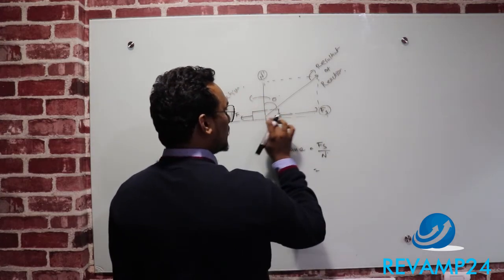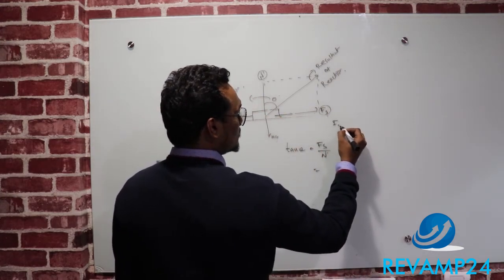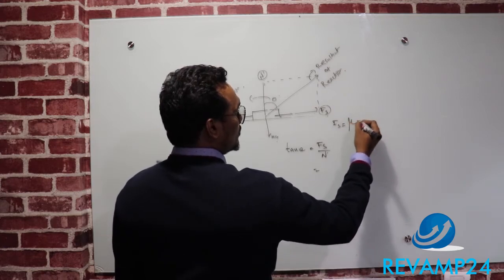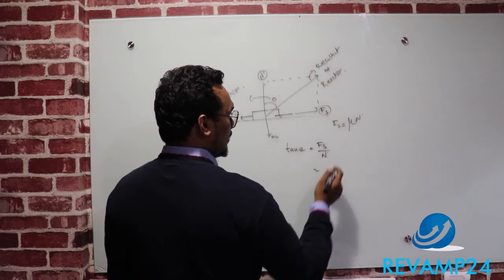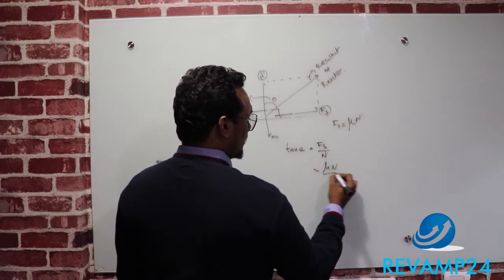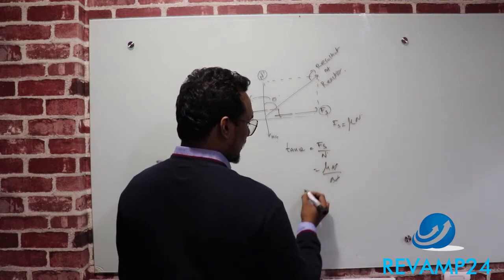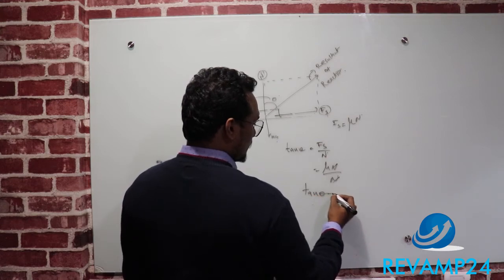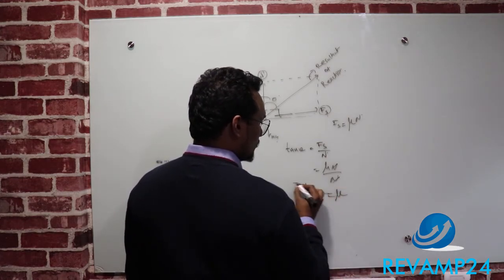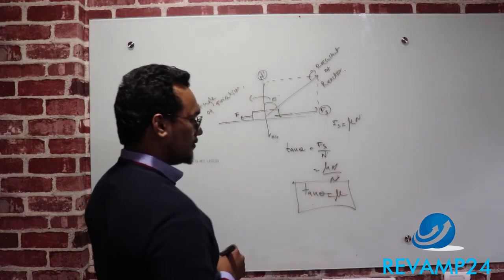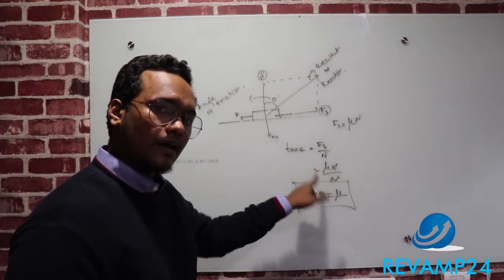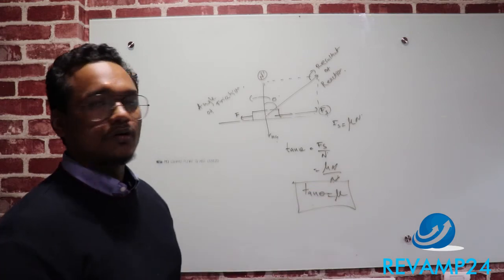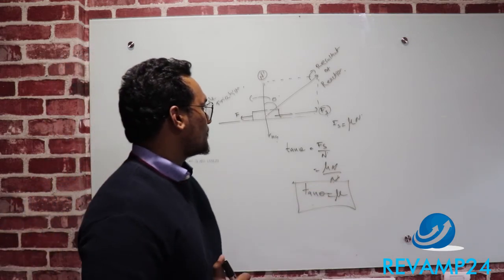Now what is the frictional force? We know the frictional force is nothing but mu into normal reaction. Now I'll substitute mu into normal reaction divided by normal reaction. These two will cancel. That will give you tan theta is equal to mu. This is another derivation. So tan of angle of friction and angle of repose are both equal to mu. Thank you.